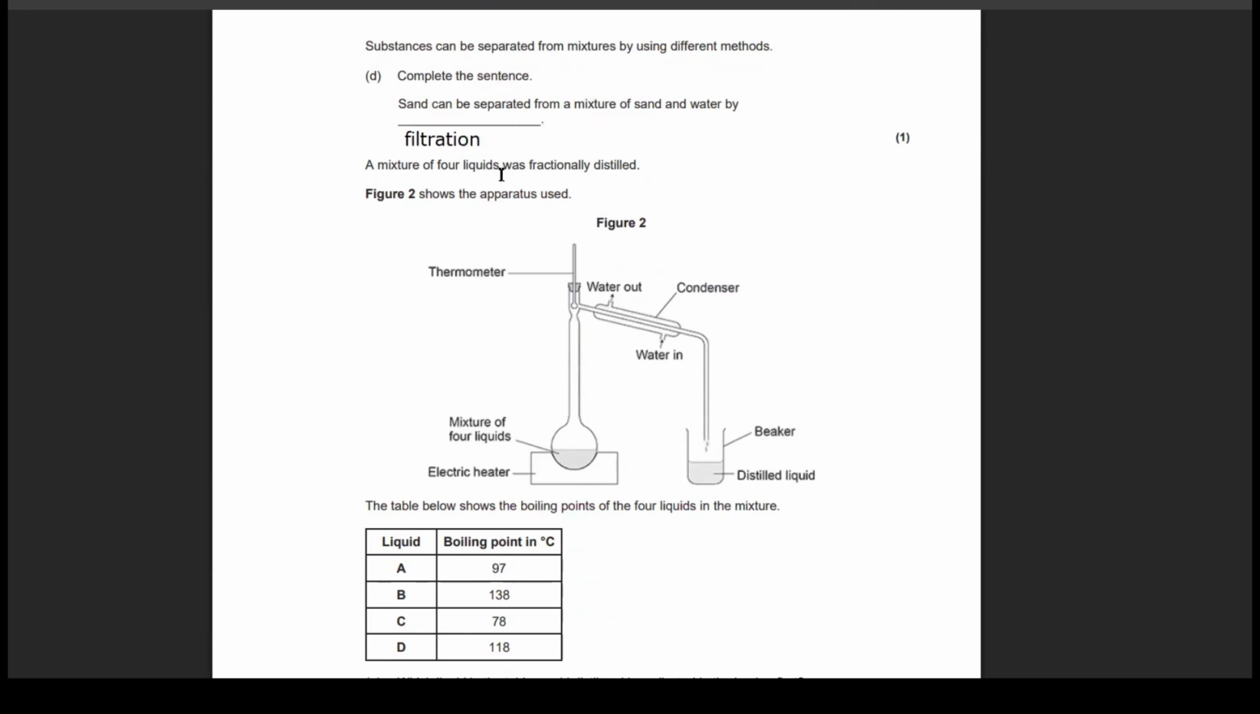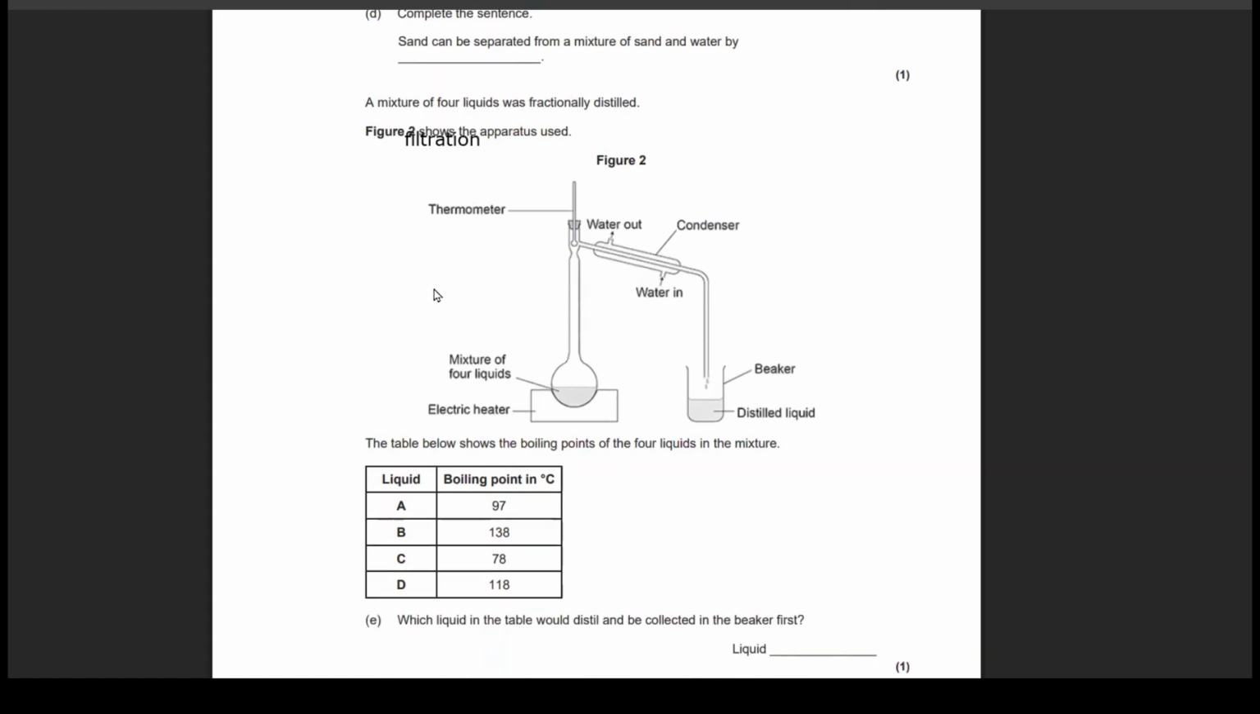A mixture of 4 liquids were fractionally distilled. Figure 2 shows the apparatus. We've got a thermometer, we've got a mixture of liquids, we've got an electric heater, we've got the water coming in here and working its way up here and then shooting out there. This is called a condenser. We've got a beaker, we've got distilled liquid down here, and we've got the boiling points of A, B, C, and D: 97, 138, 78, and 118. Let's go down and find out what the question actually is.